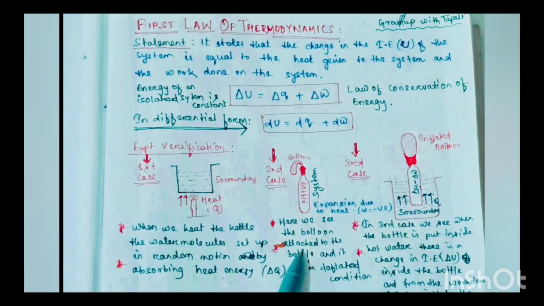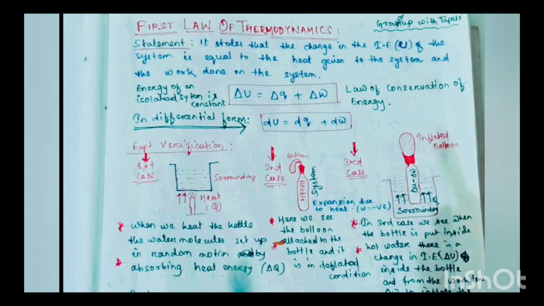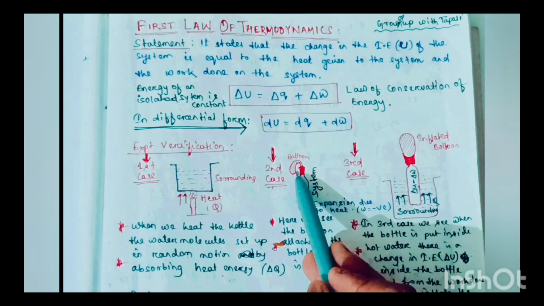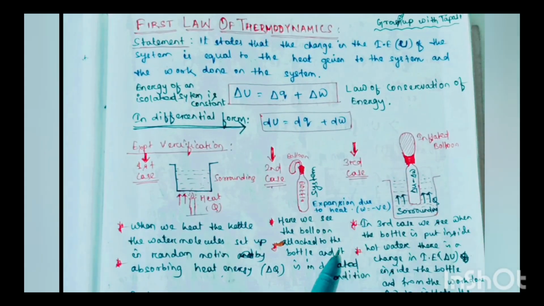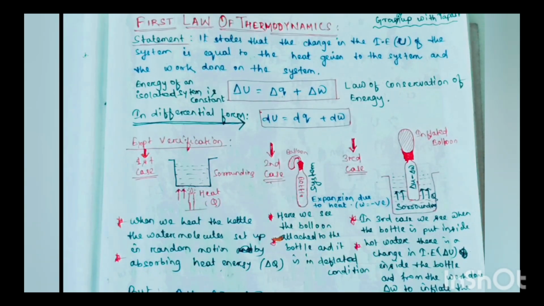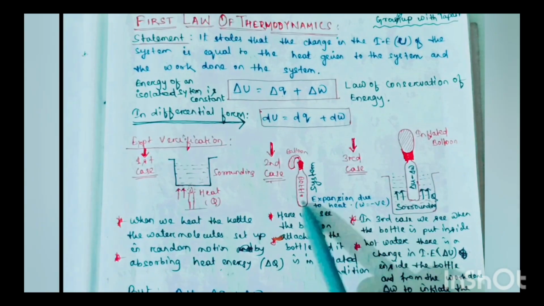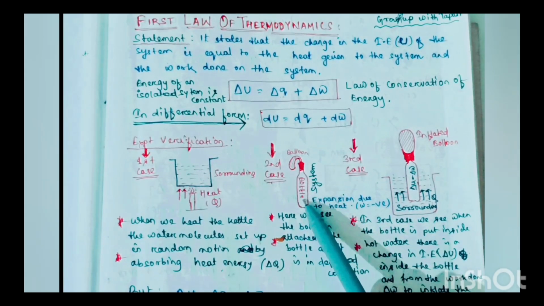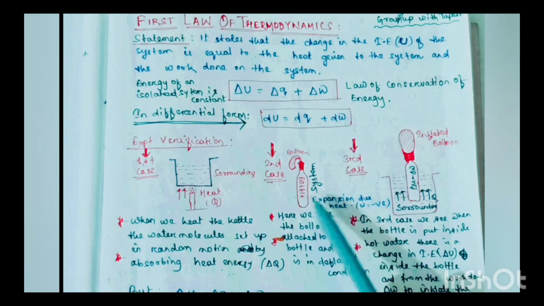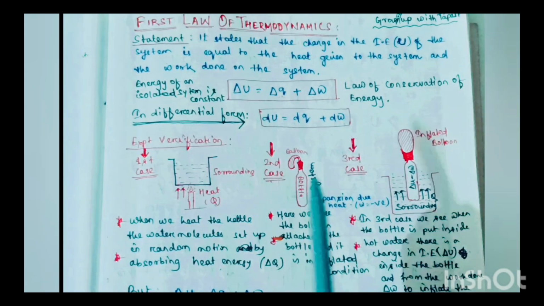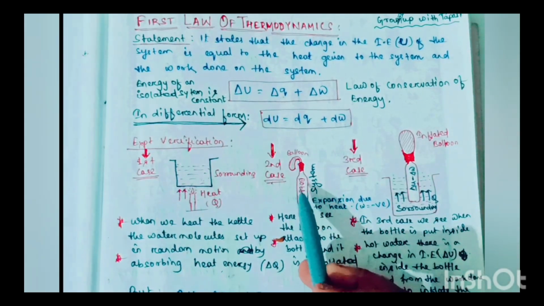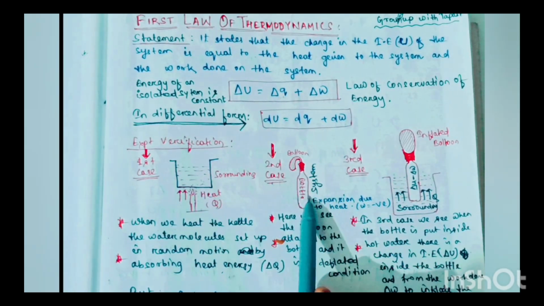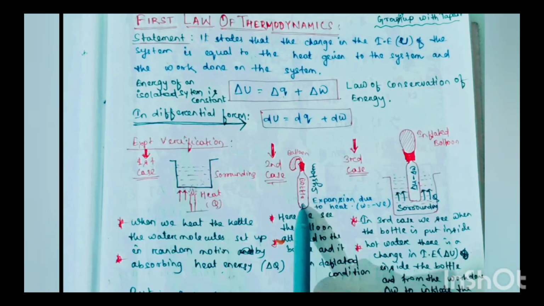So just come to the second case. What does the second case say? In the second case, you can see here there is a bottle, and to the bottle a balloon is attached, and the balloon is in a deflated condition. Okay, inside the bottle, the internal energy is constant. In the second case, it is very important. We have not put the bottle inside the hot water. The bottle is just kept at rest and the internal energy here is constant.